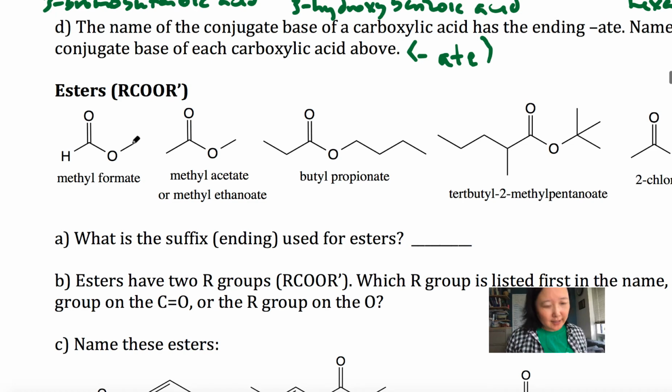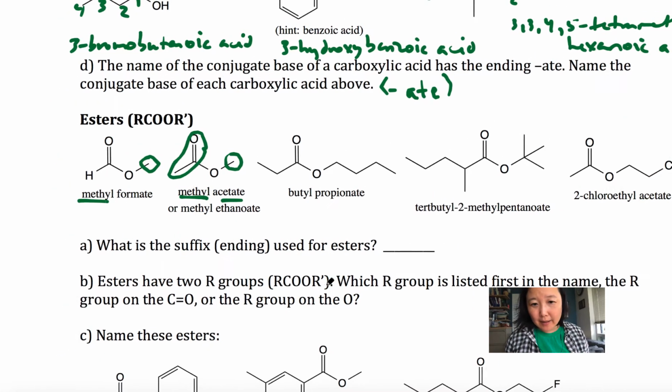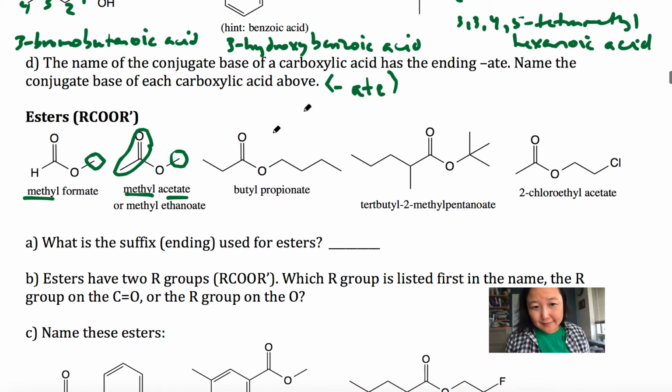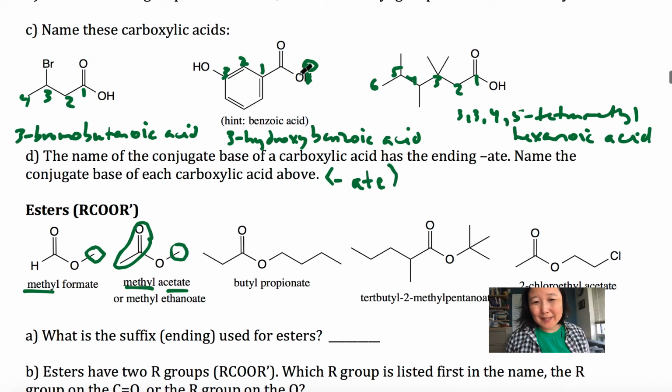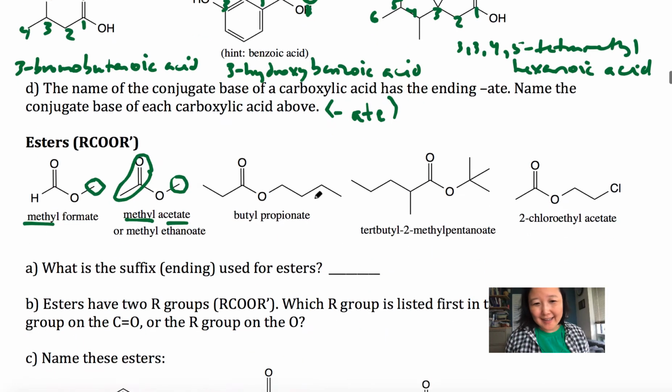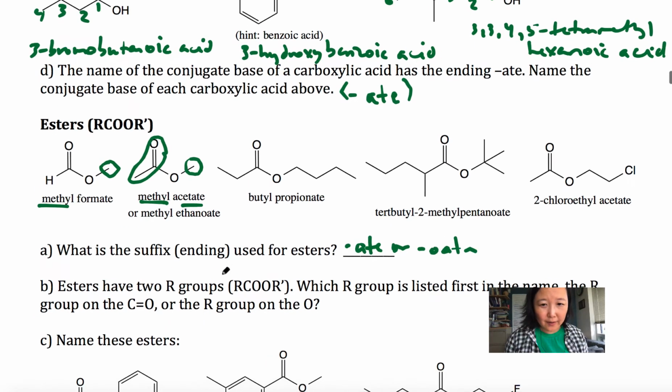So here we usually have the R group on the O come first, and then we name the rest of it second with an ending for esters. The ending being -ate, which we just learned up here, right? So this sort of is the basis of an ester right here. All right, so -ate or -oate. And with experience, you learn when to use each one, -ate or -oate.